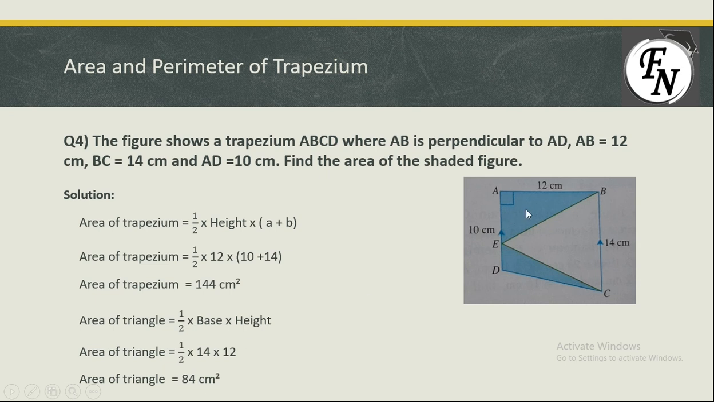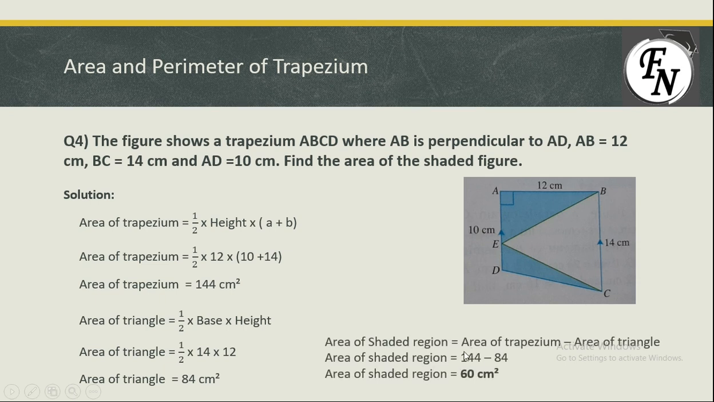After that, I need to find the area of the shaded figure, so I can subtract both the values. The area of the shaded region is the area of the trapezium minus the area of the triangle, and this 84 is subtracted from 144 to get the answer for the shaded region, that is 60 centimeters squared. So this is all for the trapezium, and if you have any questions, please comment.